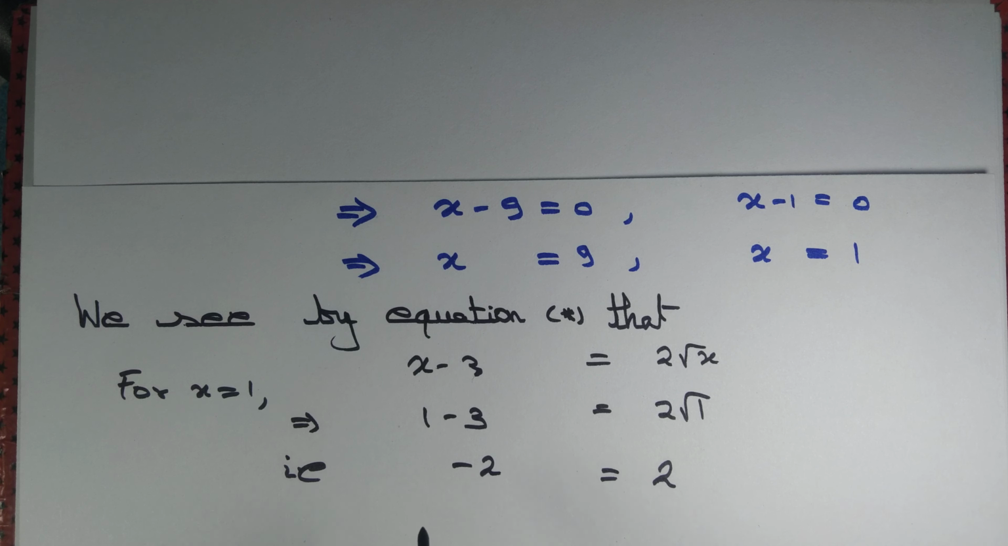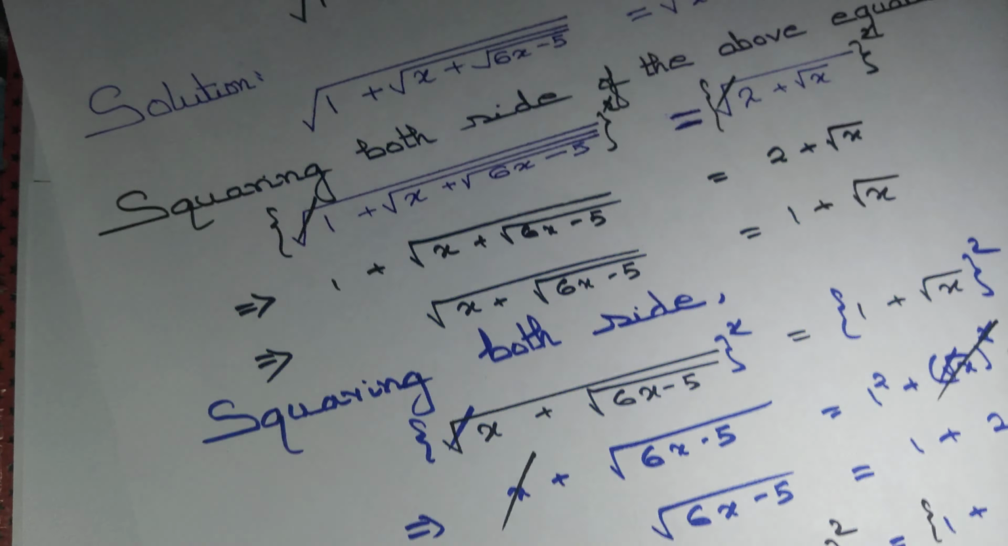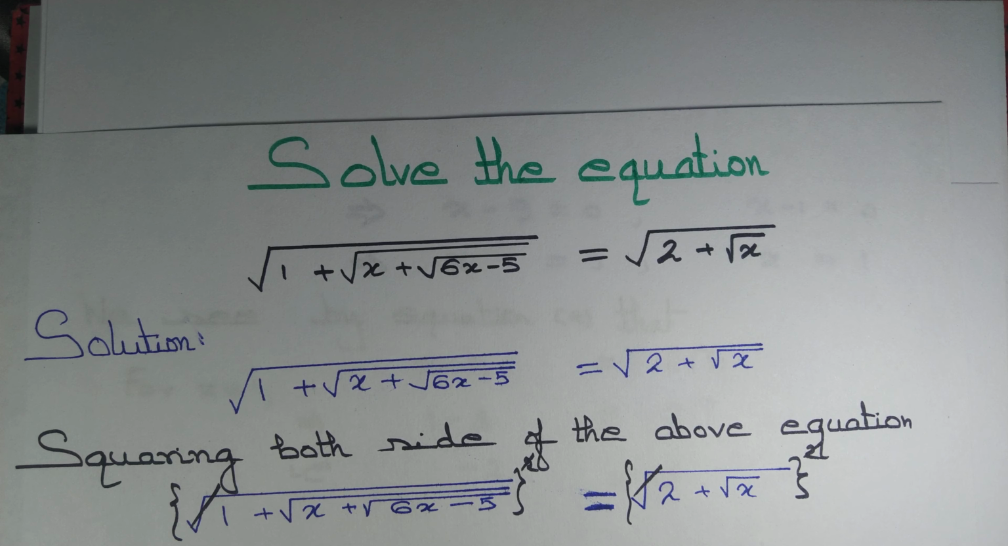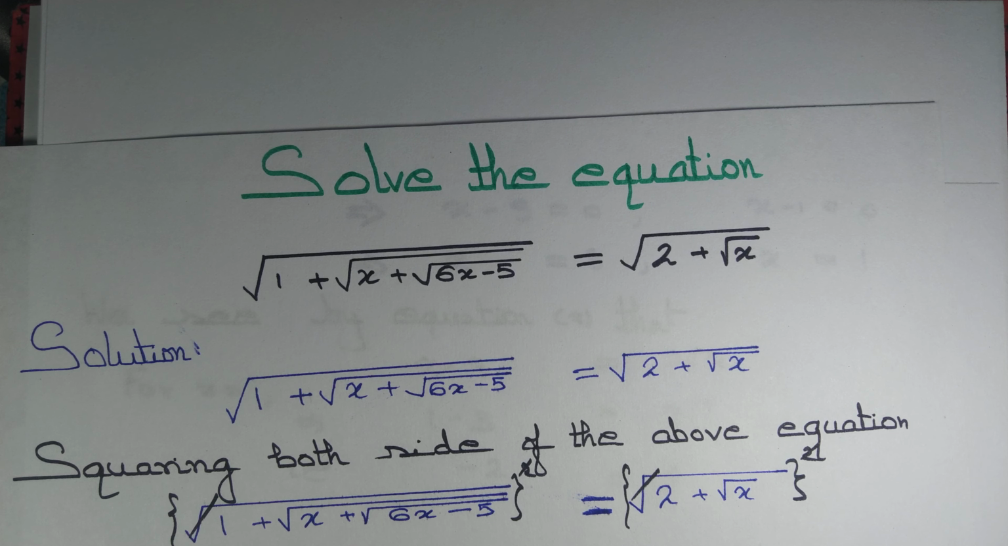Obviously, if I square it, minus 2 square is 4 and plus 2 square is 4, it would have been true. But this equation x minus 3 equal to 2 root x is not satisfied for x equal to 1. So it will also be the case that the given equation is not satisfied for x equal to 1. So x equal to 1 is not a solution of the given equation.